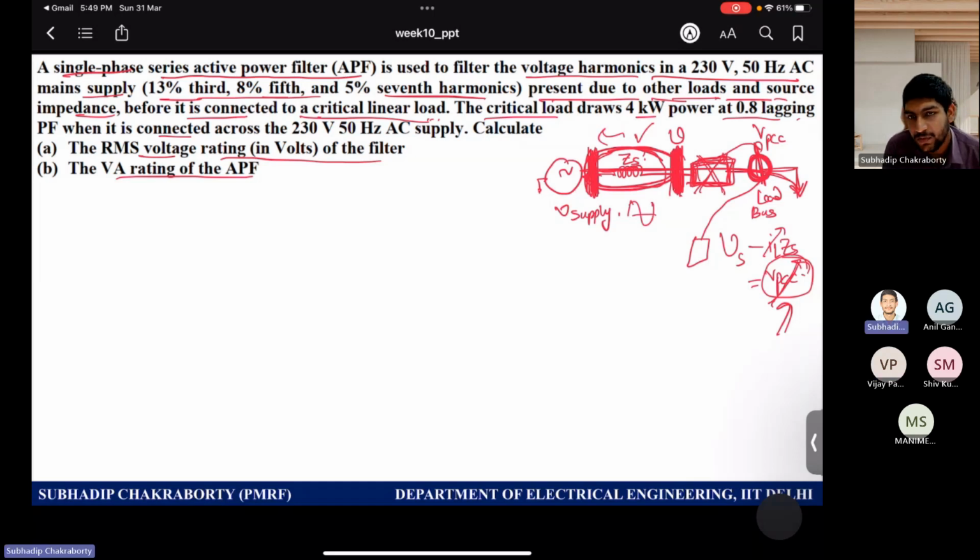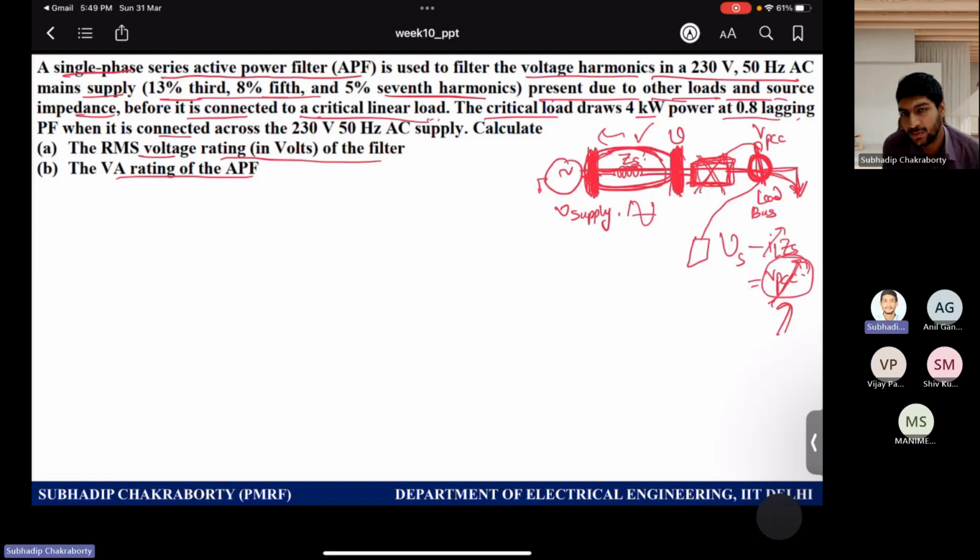And current quality is improved by the shunt filter. But here in this problem, it is not a concern, because don't consider that in these problems everything will be 100% pure or improved, because the problem is designed for you to solve.